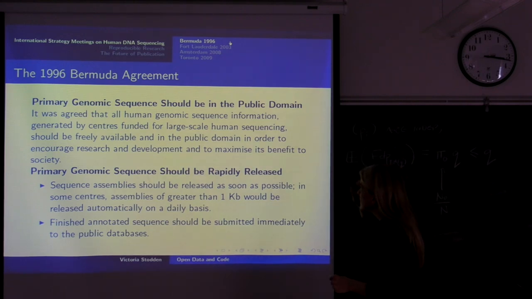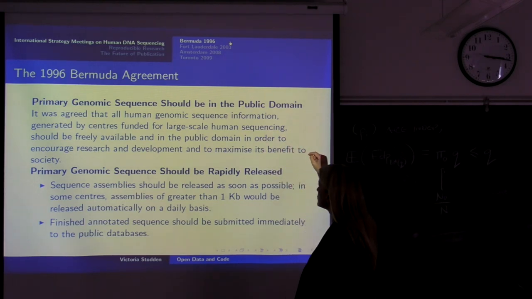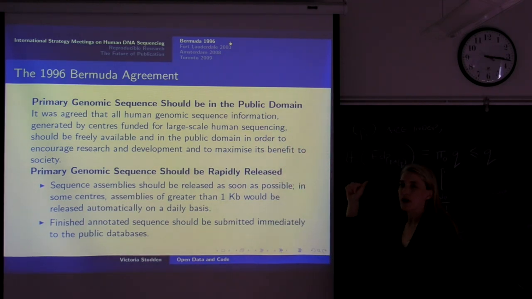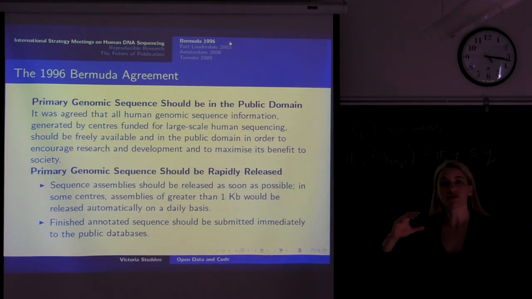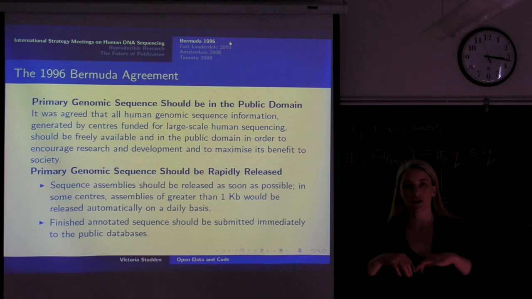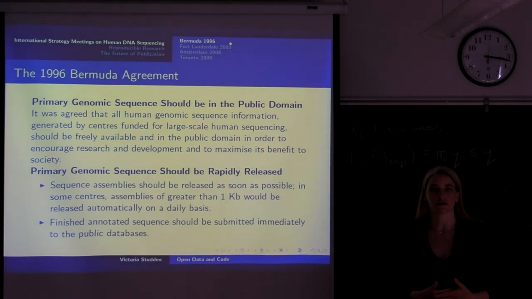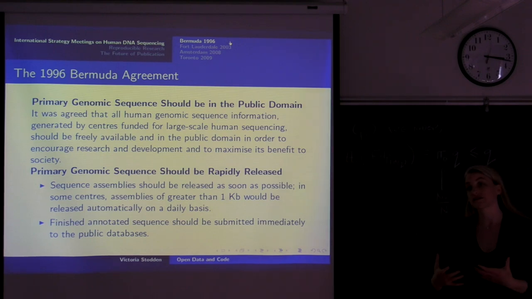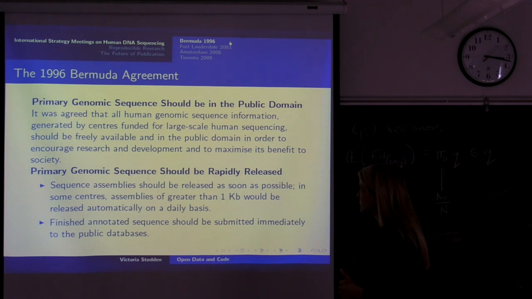And so their statement here: primary genome sequence should be in the public domain. It was partially against that fear of closure and privatization. Also, they wanted different community members working on different parts of the human genome to be able to amalgamate their work. And so they had to install this culture of sharing if we were going to pin all the pieces together and actually get somewhere.